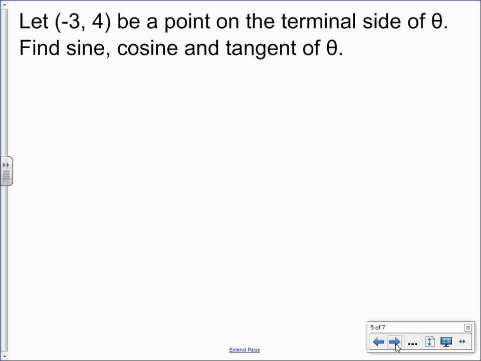Let's try another one that is similar, but I don't have a picture this time. Okay, let (-3, 4) be a point on the terminal side of theta. Find sine, cosine, and tangent of theta. Okay, so go ahead and take 60 seconds, draw the coordinate and a reference triangle. Maybe you want to do it for us up on the board? Sure. Okay. You draw yours, Kyler will draw his.